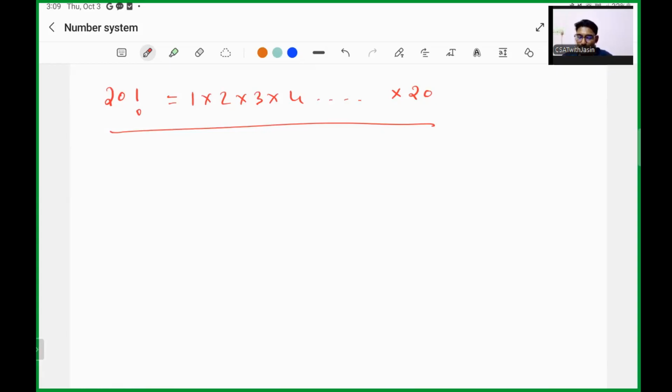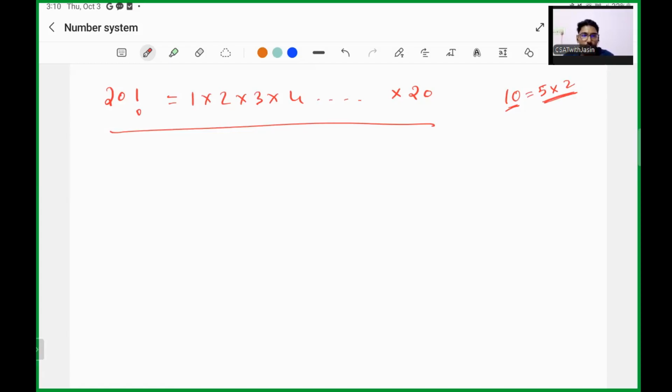Okay, just let me ask you a question. That 20 factorial means 1 into 2 into 3 into till 20, right? So we need to count the number of 5 and 2. Fine. Even 10 means it is 5 into 2. So if you are splitting 10 into 5 into 2 means you need to count the pairs of 5 and 2. Fine. So here in this question, in 20 factorial, what do you think? 2 is more or 5 is more? Which number you will be getting more? The number of 2s or number of 5s?